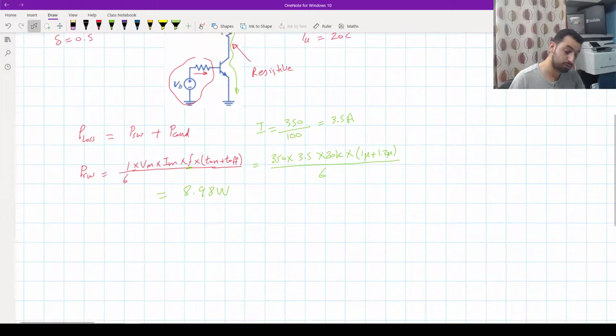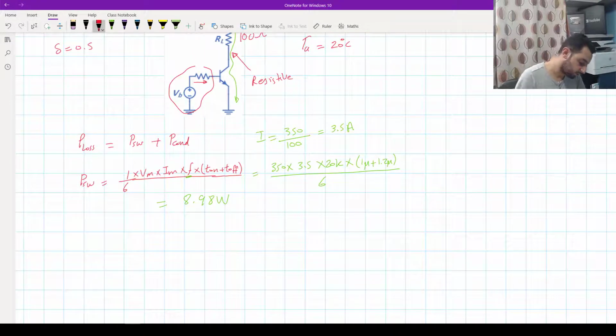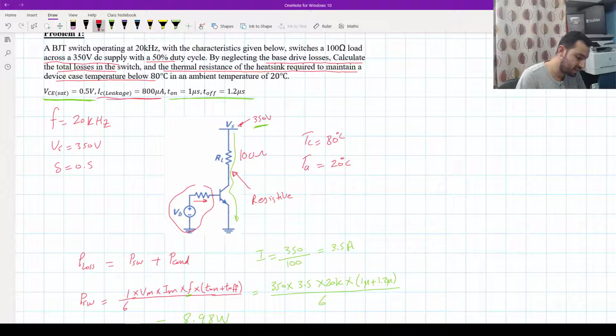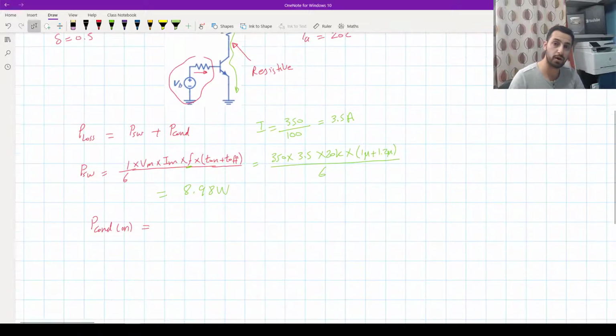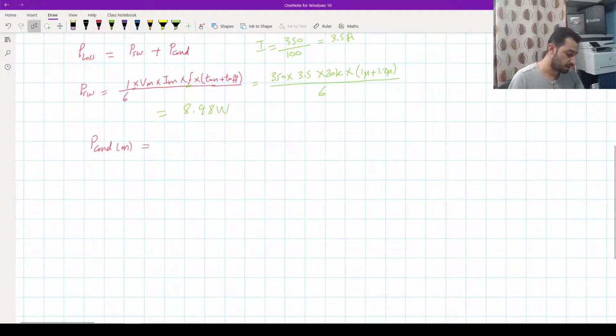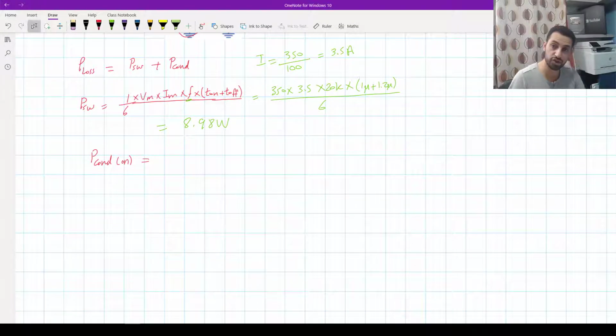And now let's go to the conduction. Now we have conduction for the on state. Do we have any information about the off state? Let's go up and see. Yes, we find information about the leakage current. That means we have to calculate the conduction also during the off time, even if it's small, because giving us this information means the question is expecting us to calculate that one. So we have P conduction during the off state as well.